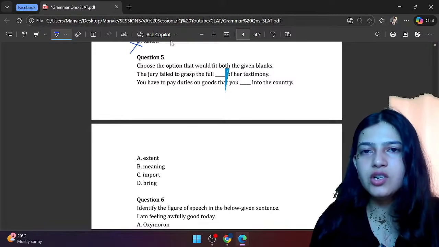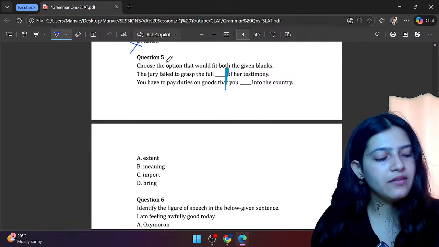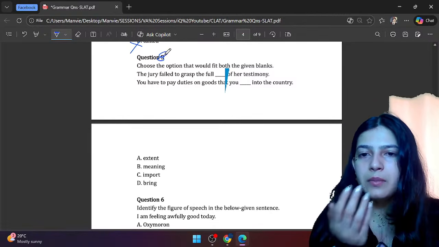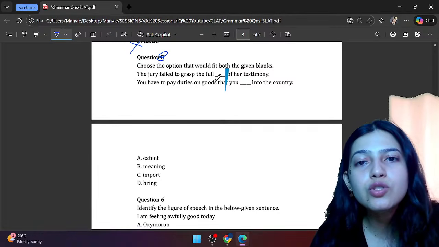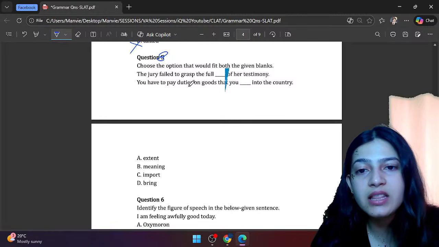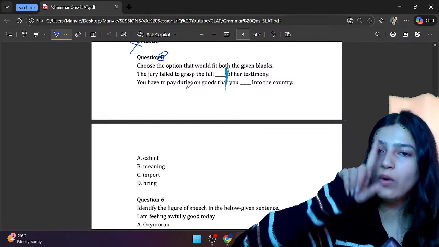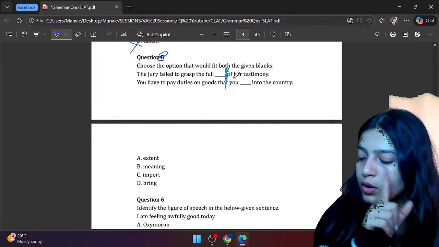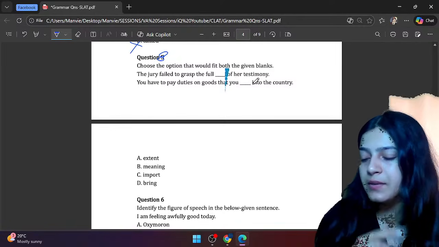Again, this is question number not 5, 6, 7, 8. This is question number 8. The numbering is wrong. Okay, anyway, choose the option that would fit both the given blanks, this one and this one. You have to choose one option that will fill both of these.